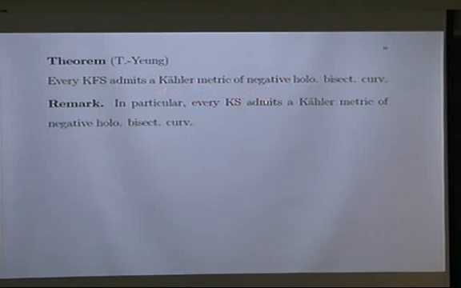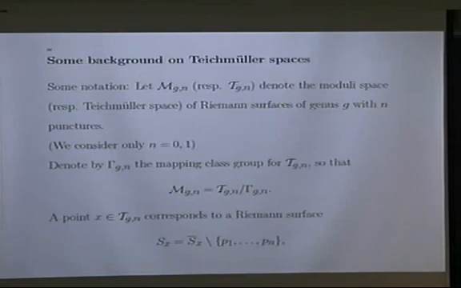Or in particular, of course, every Kodaira surface actually admits a Kähler metric of negative holomorphic bisectional curvature. And the way is just a simple observation using the Weil-Petersson metric. Let's just recall, since all the audience are experts on Teichmüller spaces, so let me go through this quickly.